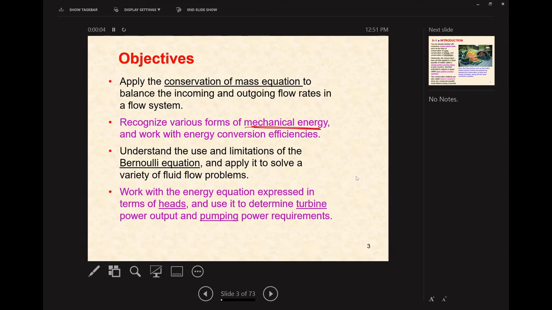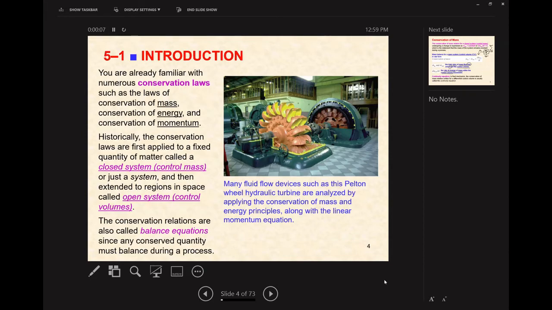So in this chapter, we will look into how to apply the conservation of mass equation to balance the incoming and outgoing flow rates in a flow system. And second, we will recognize various forms of mechanical energy and work with energy conversion efficiency. And third, understand the use and limitations of the Bernoulli equation and apply it to solve a variety of fluid flow problems. And fourth, work with the energy equation expressed in terms of head and use it to determine turbine power output and pumping power requirement.